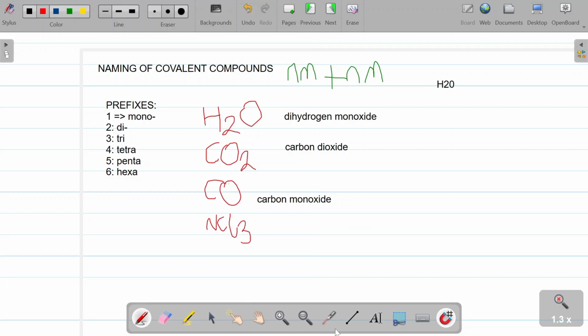NCl3. So how would we name this? Just like before, we start from the first element, nitrogen. I hope it's beginning to stick in your head that if the first element only has one atom, we don't add the prefix mono. We just leave it as nitrogen. Now we have three atoms of chlorine. What prefix matches three? Tri. So we say nitrogen trichloride. Sorry, chloride. There we go.